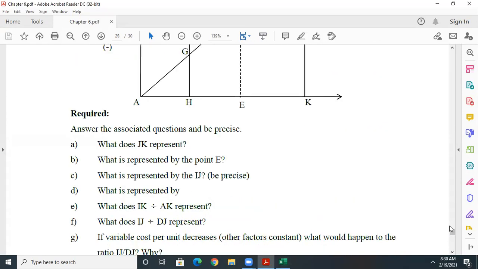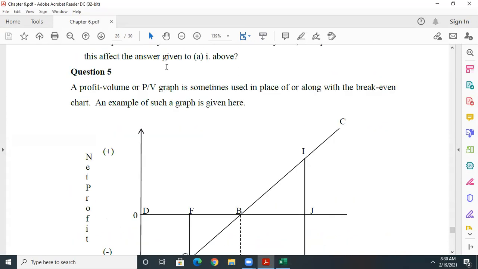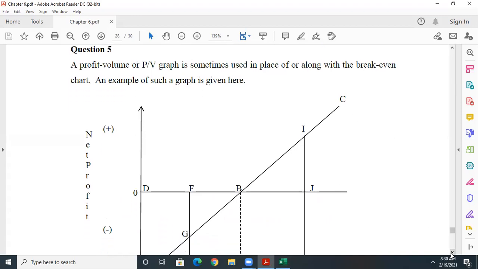So I told you that I just want to work out one more question on this. That's going to be question number 5. In the last class, we did not discuss question number 5, but I find that it's a kind of interesting question. So we can get a lot more insights. Hence, I thought of taking this with you. So let's look at a profit volume or PV graph, which is sometimes used in place of or along with the break-even chart. An example of such a graph is given.